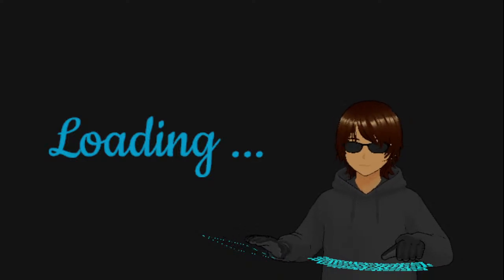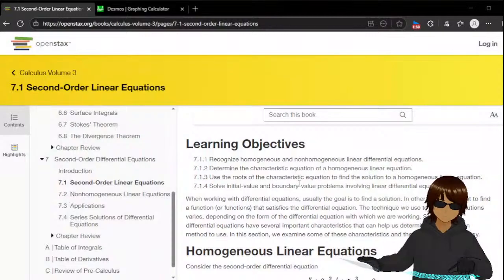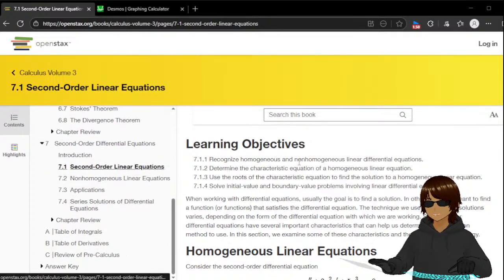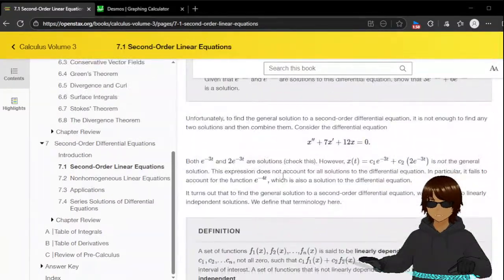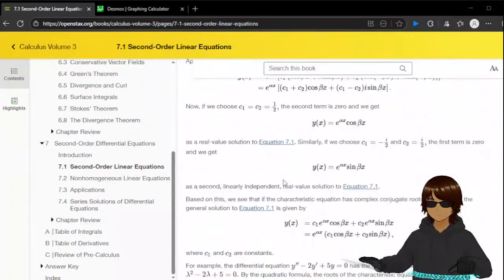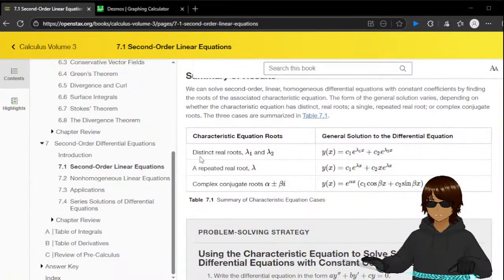Alright, so last stream I was studying second order linear differential equations. I studied linear equations and they gave a summary of the solution.